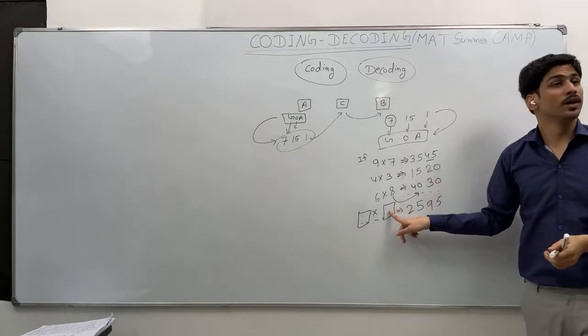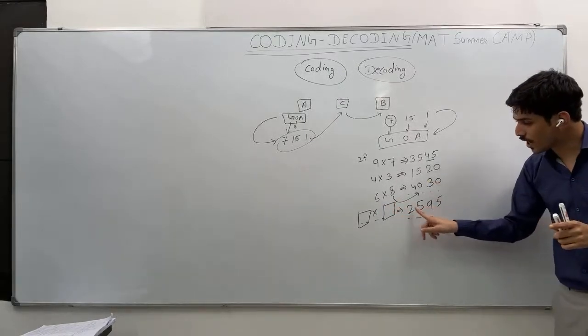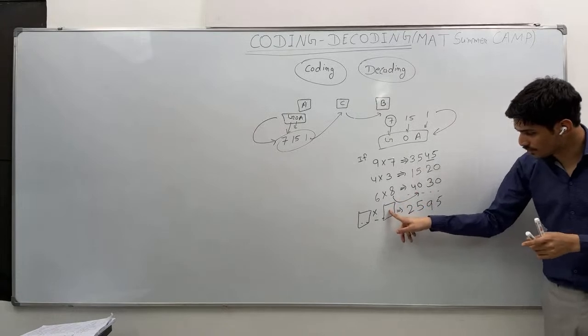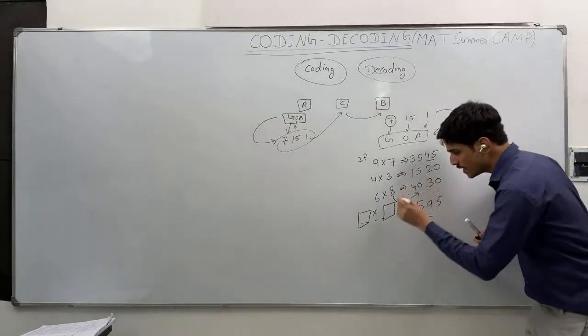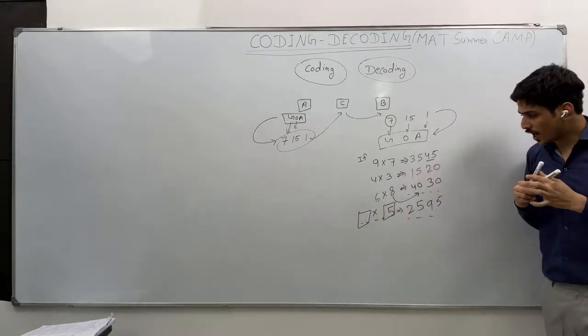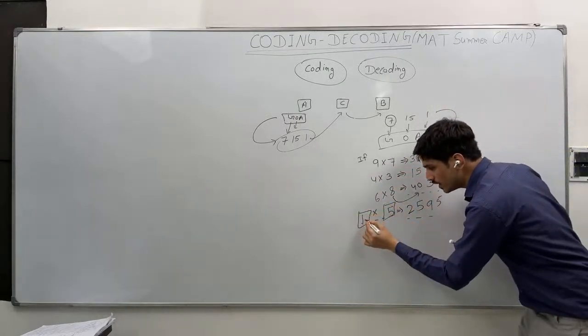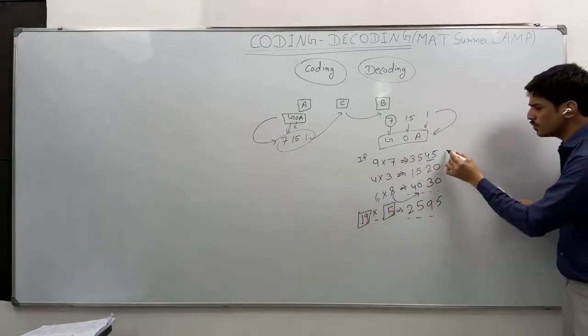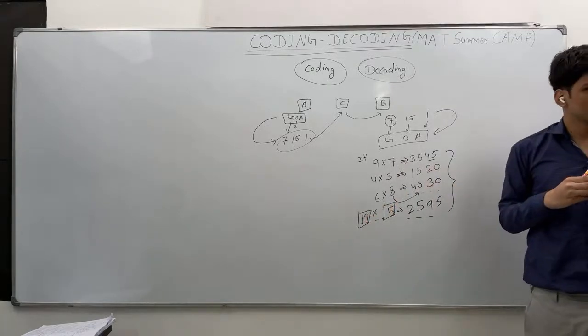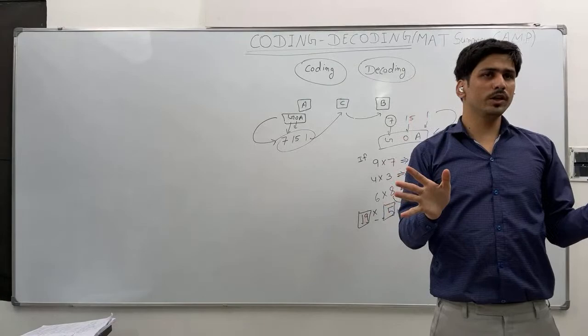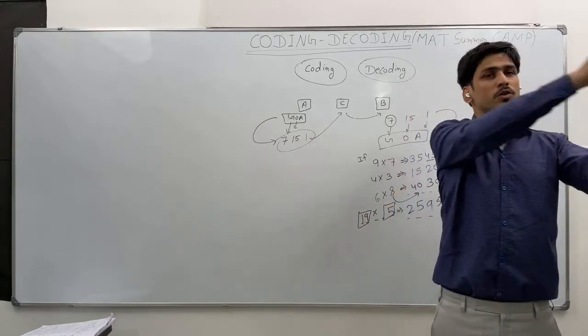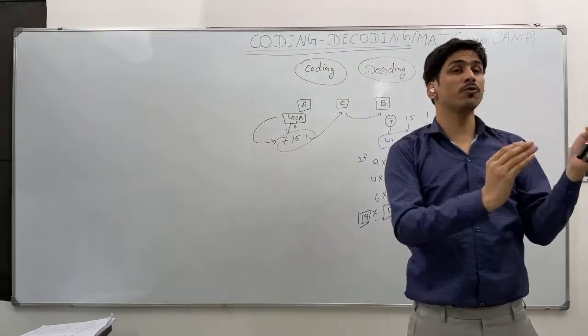Here 5 will come, because how did you get this 25? This number multiplied by 5 equals 25, so this number has to be 5. Then how did you get 95 here? This number multiplied by 5, so this number has to be 19. So this is one of the very basic questions. In coding and decoding, we'll be given something equal to this one. If this equals this, then find this equal to this.